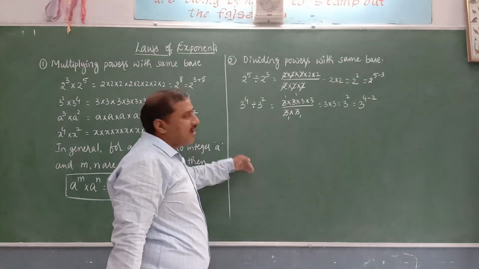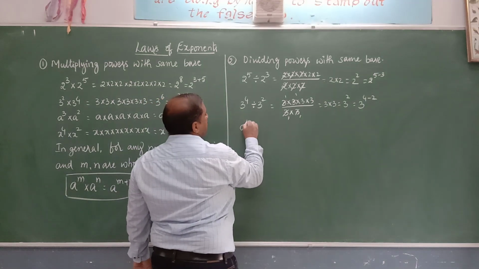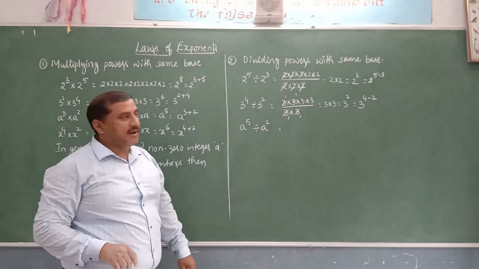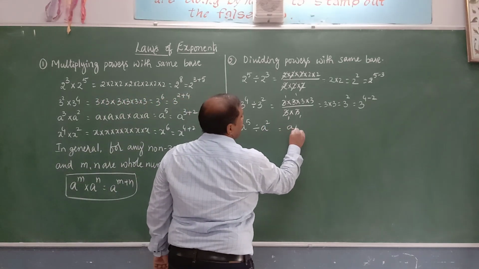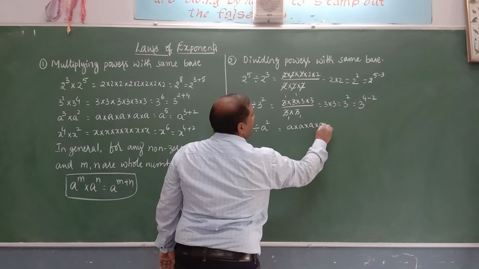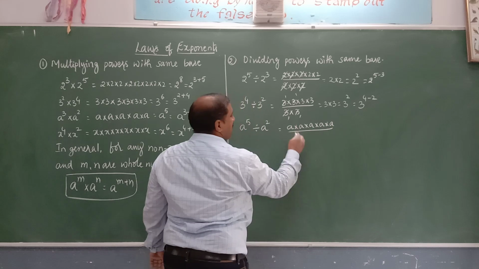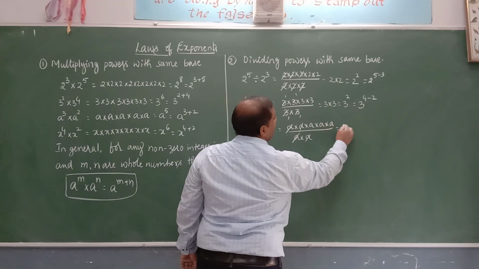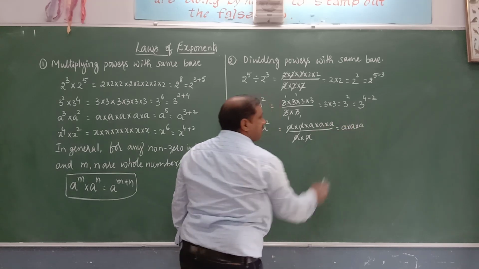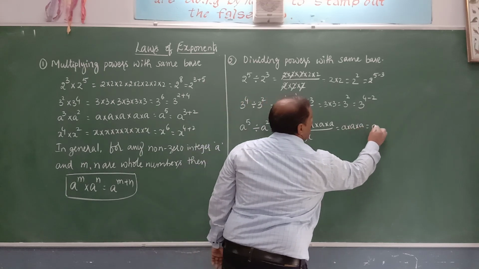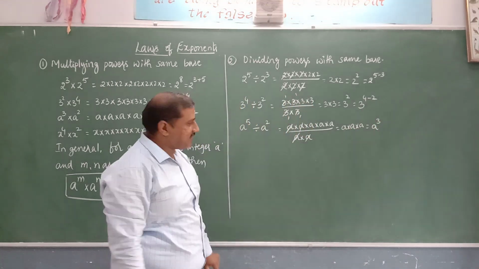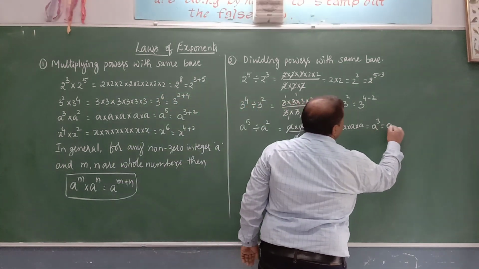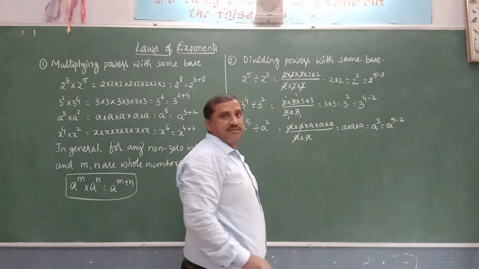We can apply the same for variables also. Like a to the power of 5 divided by a square. A to the power of 5 means a into a into a into a into a, 5 times, divided by a square, which means a into a. So a and a are cancelled. Then what is left is a into a into a, which is a cube, or a to the power of 3. 5 minus 2, what do we get? Again it is 3. Therefore a to the power of 3 can be written as a to the power of 5 minus 2.